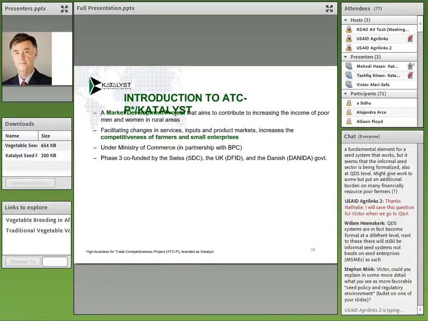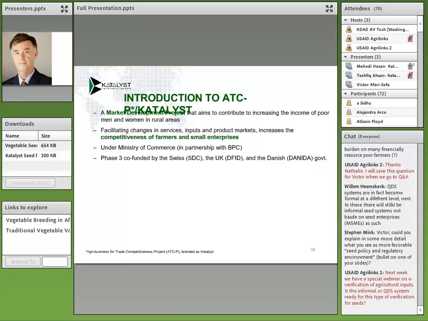At first I would like to introduce my project to you. Catalyst is a market development project that aims to contribute to increasing the income of poor men and women in rural areas. It does so by facilitating changes in services, input, and products market, increasing the competitiveness of farmers and small enterprises. Our phase three is co-funded by SDC, DFID, and Danida.